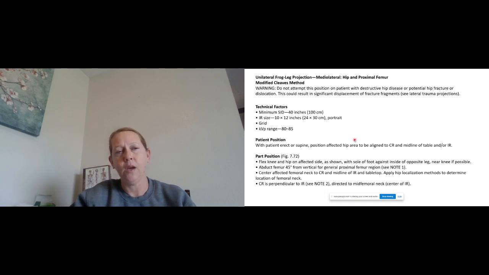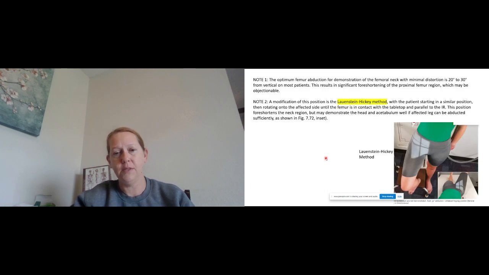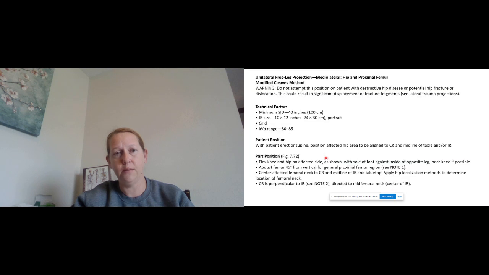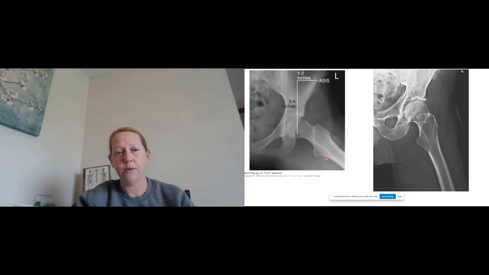So for a modified Cleaves frog leg, here's what we're going to do. You flex the knee and the hip on the affected side, as shown, with the sole of the foot against the opposite leg. Let me see if I had the picture of that. No, I didn't have a picture of the modified Cleaves. Anyways, then you just ask them to rotate their leg out, all right? As far as they can get it. Then you take a picture right then and there.